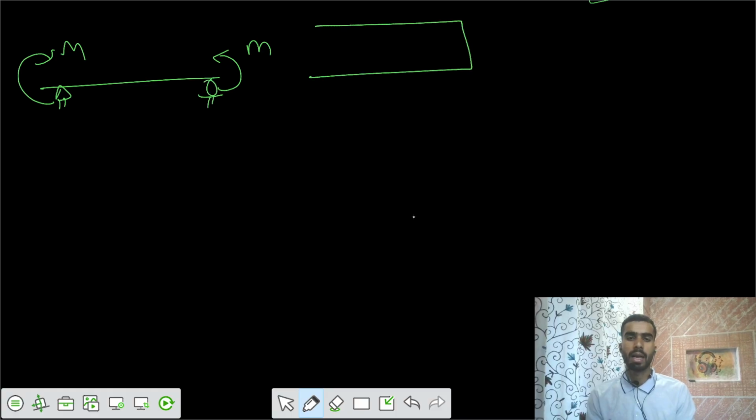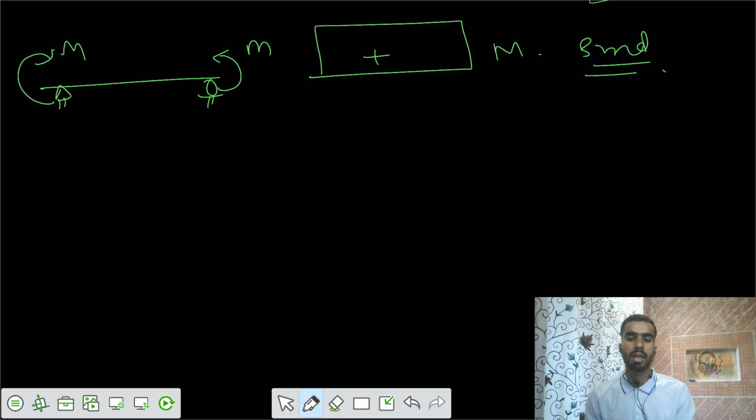So let's say that there was a beam with a pure bending moment. There was only a pure bending moment. This is your simply supported beam. What's the bending moment diagram? That would be a constant M. This is your BMD, so the BMD remains constant throughout the section.